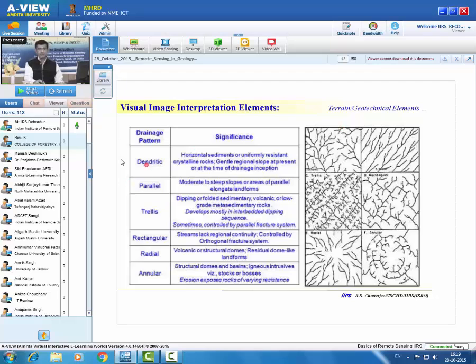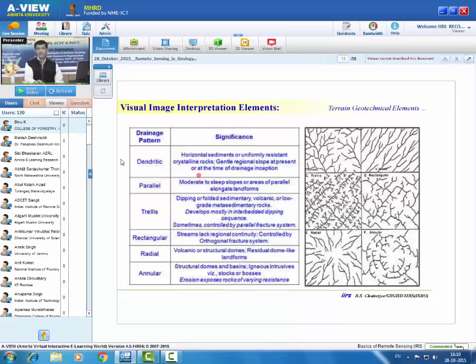So here, what I had been discussing in the previous slide is given more elaborately: dendritic drainage, and what kind of geological interpretation we can do. If we find dendritic drainage, we interpret that these are horizontal sediments or uniformly resistant crystalline rocks like granite, and the regional slope is gentle, or at the time of formation of the drainage it was gentle or flat. So this is the interpretation of dendritic drainage.